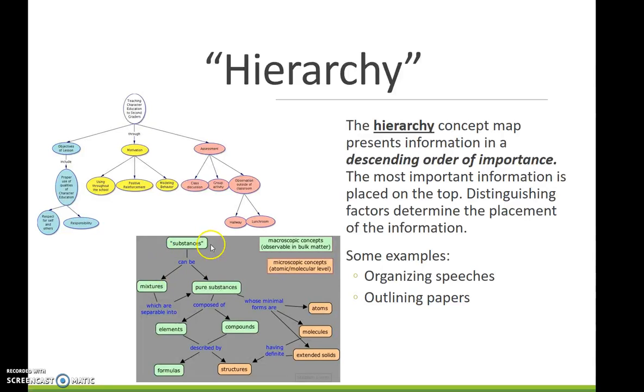So you can see that this is a big idea, and we get to smaller, smallest sort of ideas, and even over here it's broken out into atoms, molecules, and extended solid, which are even smaller ideas. So hierarchy, the order matters. It's a way to show how something is related and how the bigger concepts are ranked first and then smaller after that.